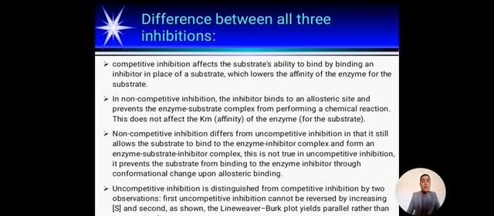Here's the difference between all three inhibitions. Competitive inhibition affects the substrate's ability to bind, as the inhibitor competes with the substrate, which lowers the affinity of the enzyme for the substrate. But in non-competitive inhibition, the inhibitor binds to an allosteric site and prevents the enzyme substrate complex from performing a chemical reaction.